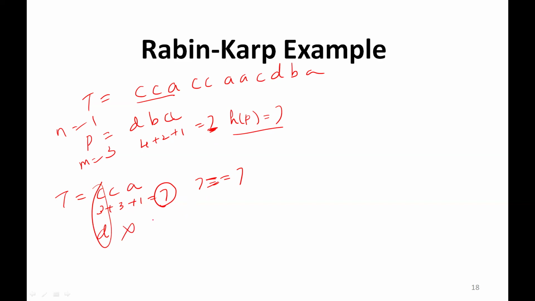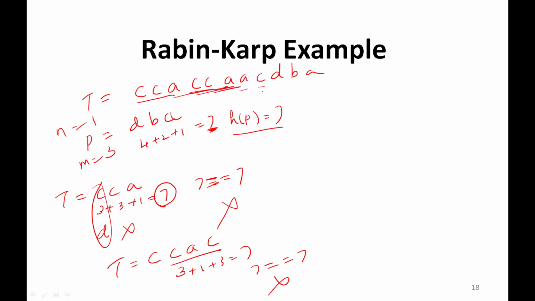Take the second one. When you slide the window forward, you have C, C, A, C. Again, we have a 3 and a 1 and a 3. It's again matching. But are the characters matching? Even though 7 is equal to 7, they are not matching. You keep on doing this because the sum of these is going to give you 7 again and again. So the repetition where every time the hash values are matching, but the characters are not matching, that is known as a spurious hit.